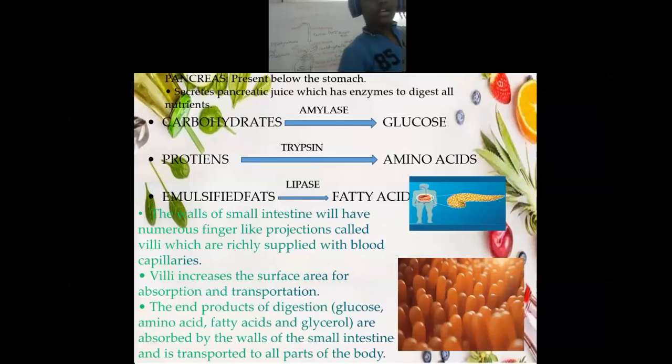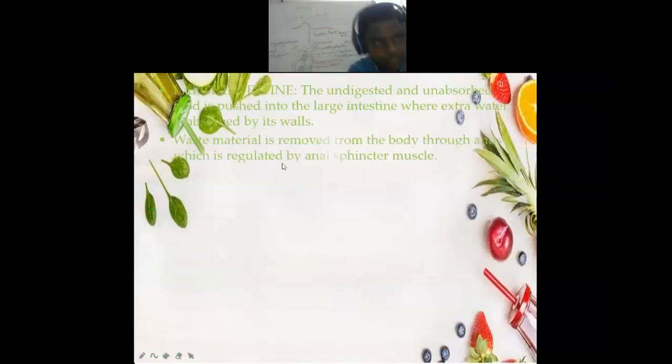And then these end products are absorbed by the walls of the small intestine and are transported to all parts of the body. Then next coming to the large intestine.